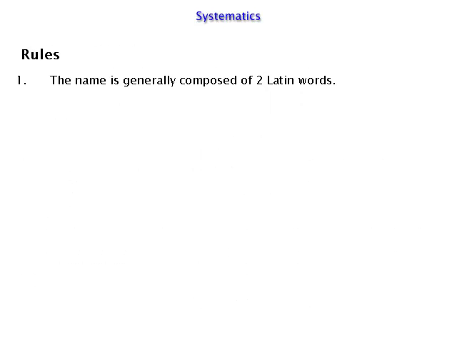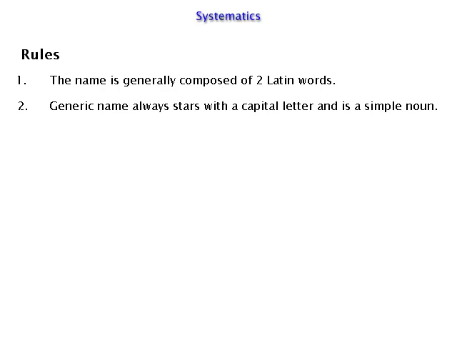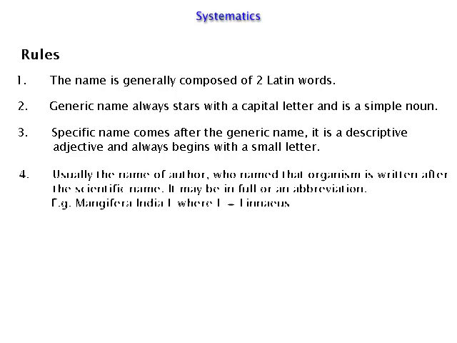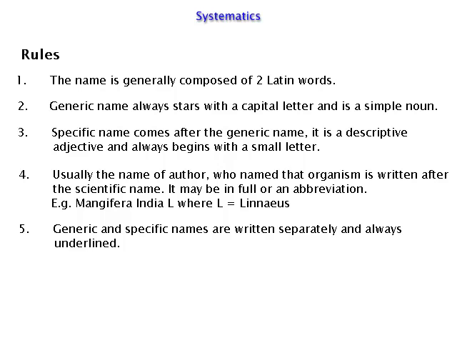Rules. The name is generally composed of two Latin words. Generic name always starts with a capital letter and is a simple noun. Specific name comes after the generic name. It is a descriptive adjective and always begins with a small letter. Usually the name of the author who named that organism is written after the scientific name. It may be in full or an abbreviation. For example, Mangifera indica L, where L is Linnaeus. Generic and specific names are written separately and always underlined.